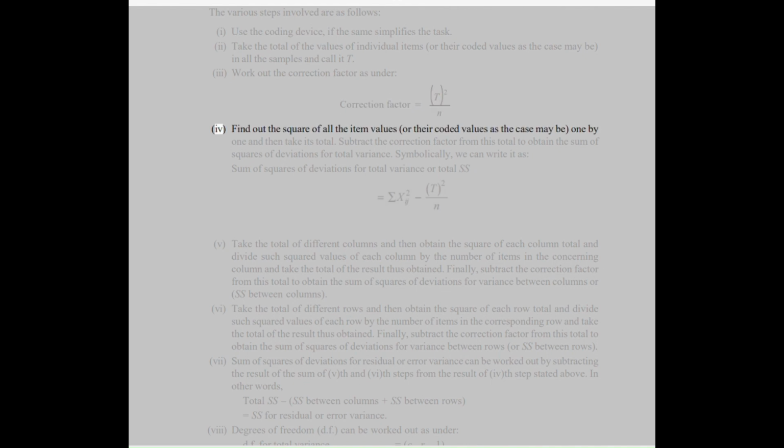4. Find out the square of all the item values or their coded values as the case may be, one by one, and then take its total. Subtract the correction factor from this total to obtain the sum of squares of deviations for total variance. Symbolically, we can write it as sum of squares of deviations for total variance or total SS equals to.